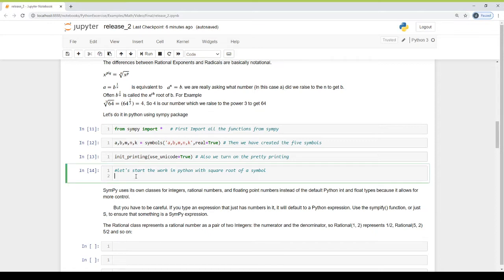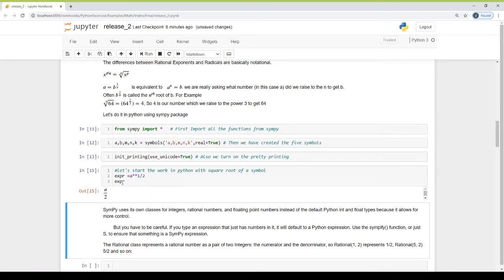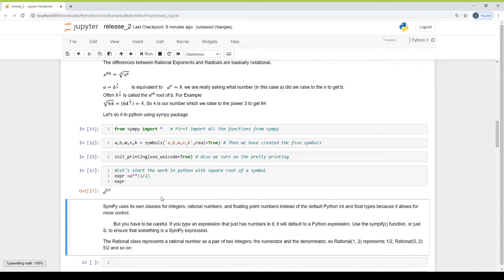Let's start the work in Python with the square root of a symbol. For example, we want to calculate the square root of a. Expression is equal to a raised to the power 1/2, and print expression, shift enter. We get a/2. Something is wrong here. Shift enter, a raised to the power 1/2. So it should be like this. Shift enter.